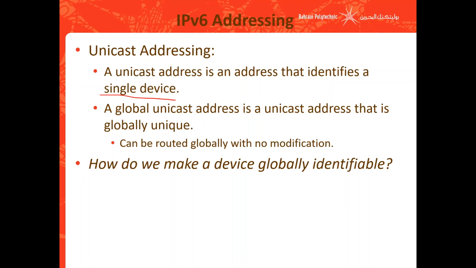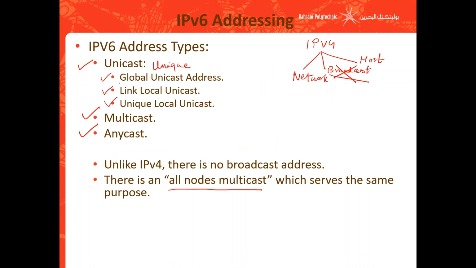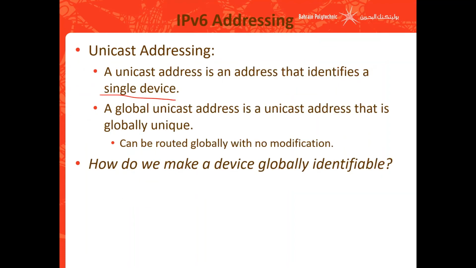Now, within the unicast address, if you remember, we have something called global unicast, right? Global unicast means that it is a unicast address, which means it is for a device, to identify a device that is globally unique. So in the whole world, nobody else will have the same address. The global unicast address identifies an individual device, and it is unique. Nobody else can have it.